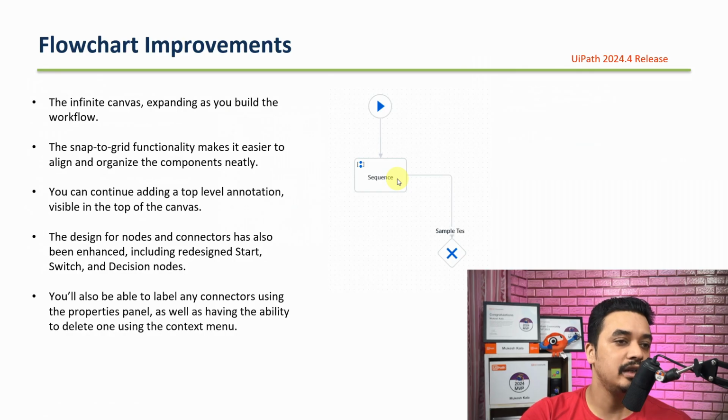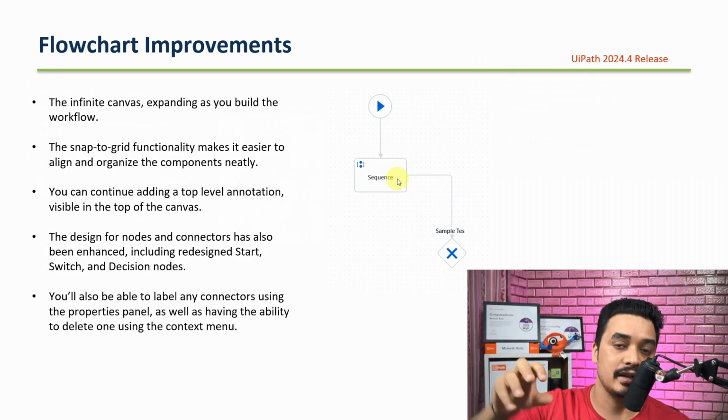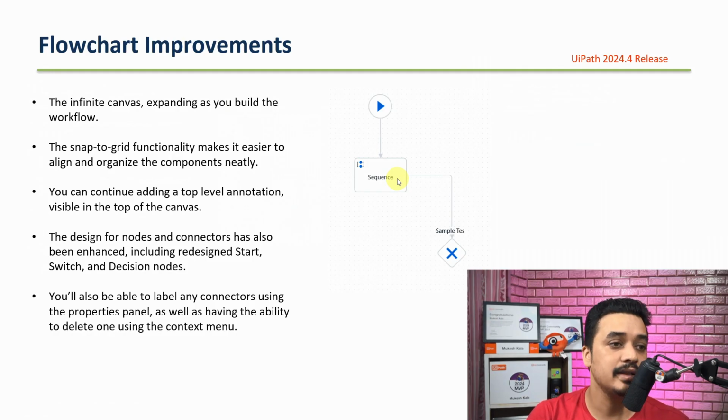Okay, you can continue adding the top level annotation visible to the top of the canvas, right? You can add annotation again, that's a good practice. The design for the nodes and the connector has also been enhanced. If you can see on the screenshot, the sequence looks different, the node looks different, right? Previously it used to look like just a triangle, but now the design has been improved, right?